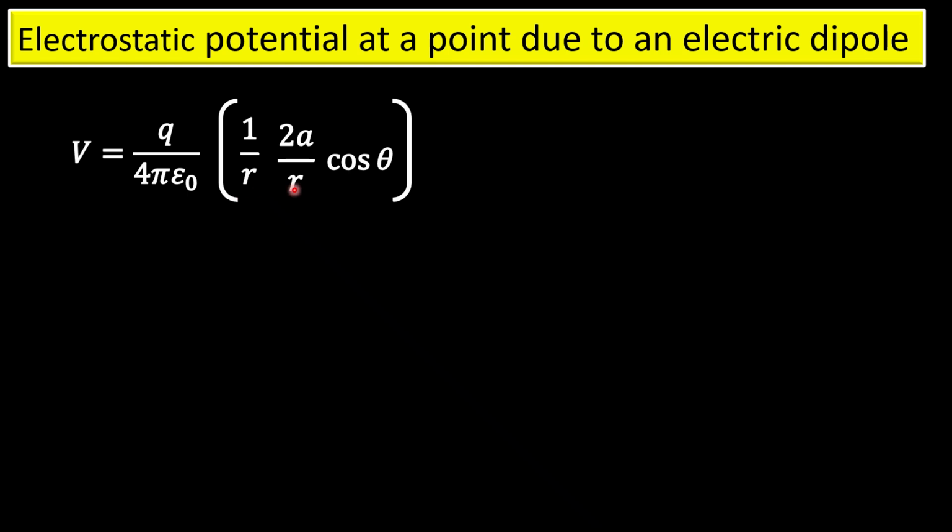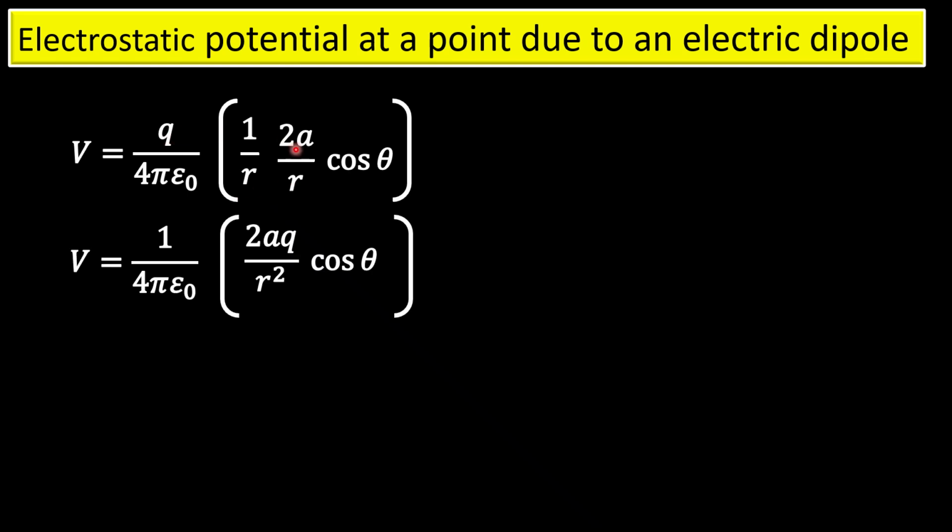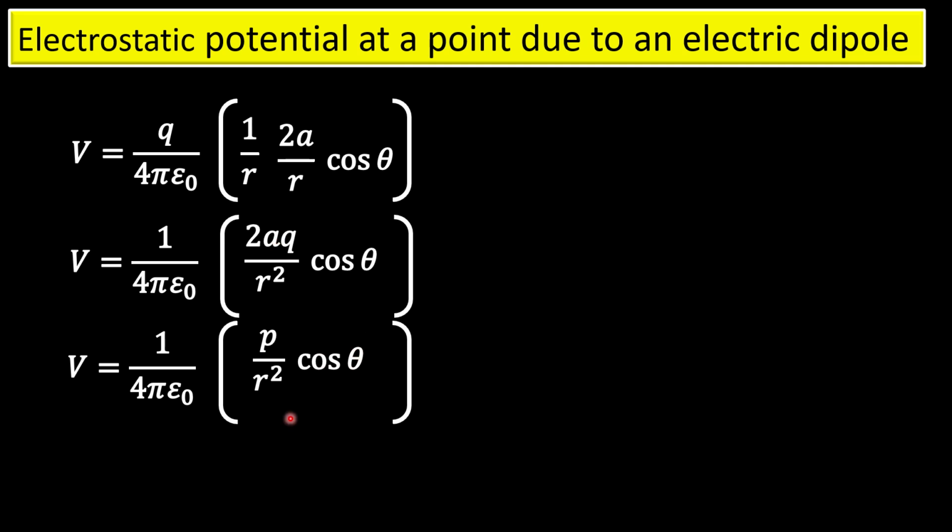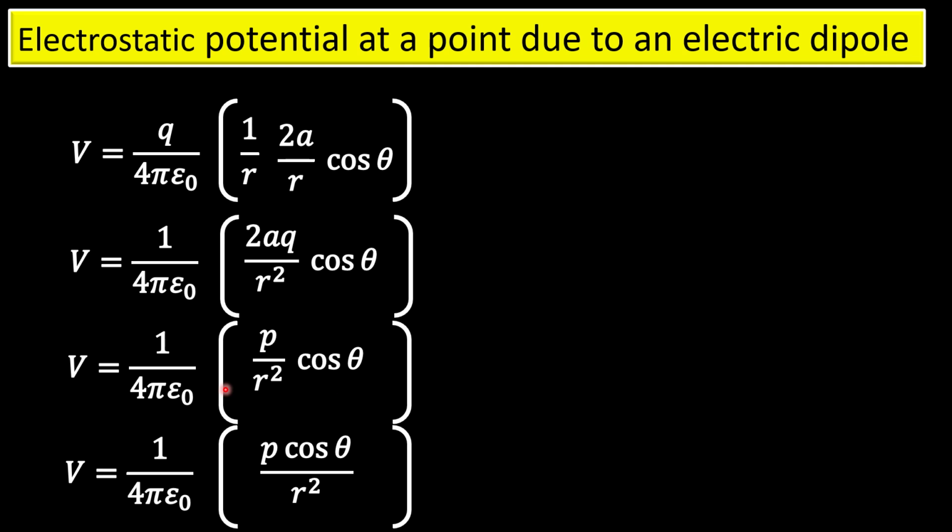Here r into r becomes r square. Bringing this Q into the bracket, we get 2aQ by r square cos theta. We know that 2aQ is the dipole moment value p, so this equation becomes 1 by 4 pi epsilon naught into p by r square into cos theta. That is, 1 by 4 pi epsilon naught into p cos theta by r square.